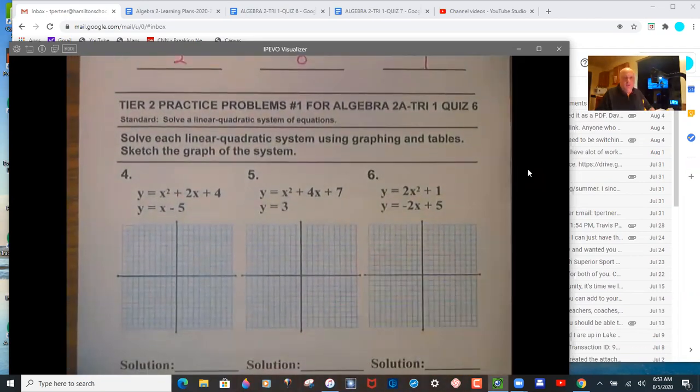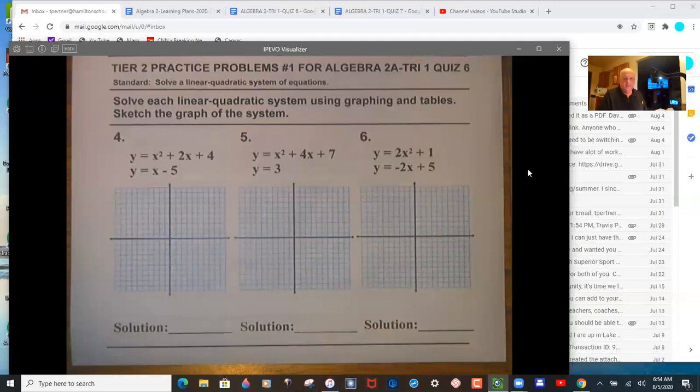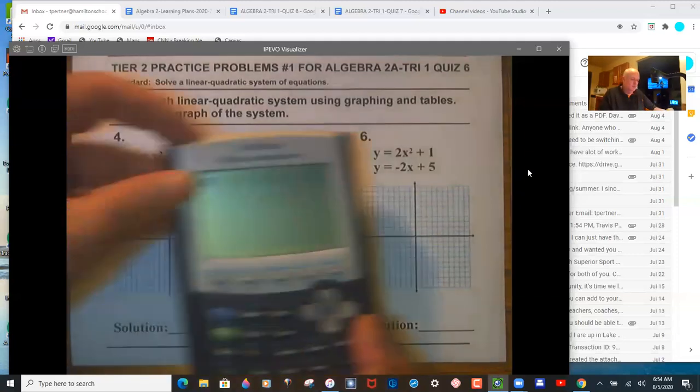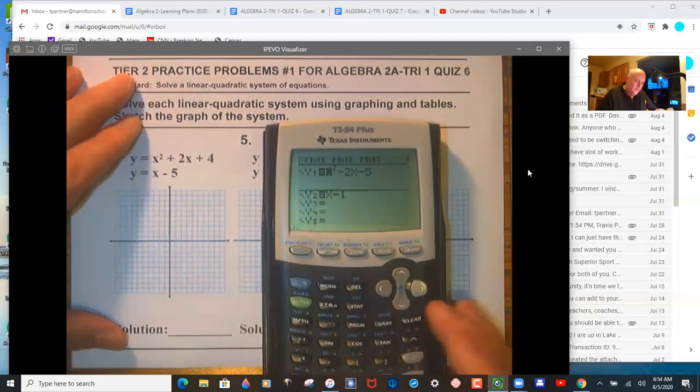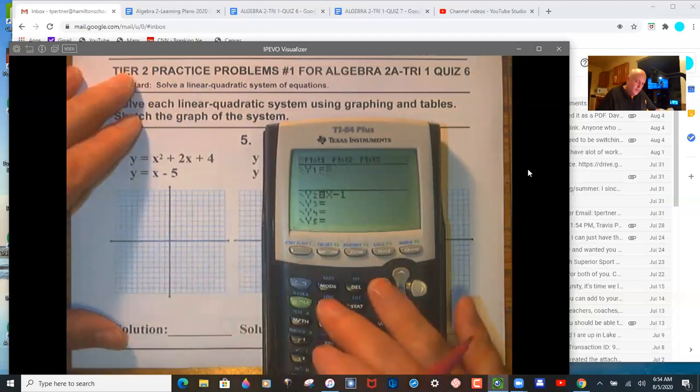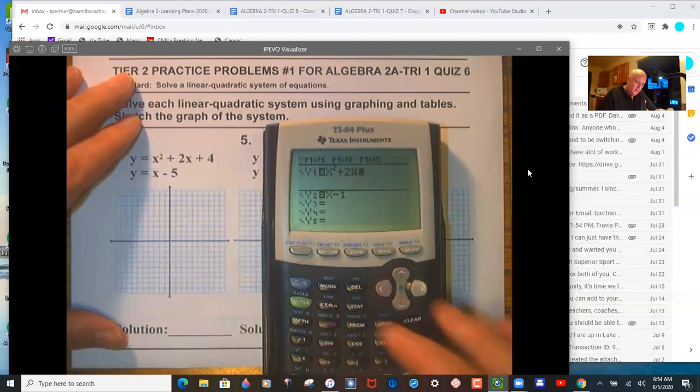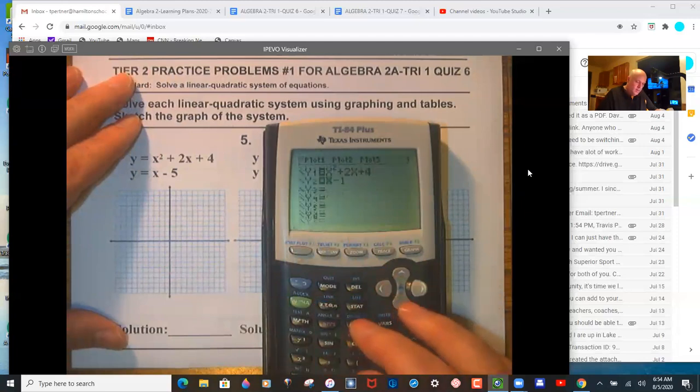Okay, solve each using graphing and tables. So I do want you to use graphing and tables on this, and the work is coming on the next page. So we will do this. So x squared plus 2x plus 4, and then x minus 5.